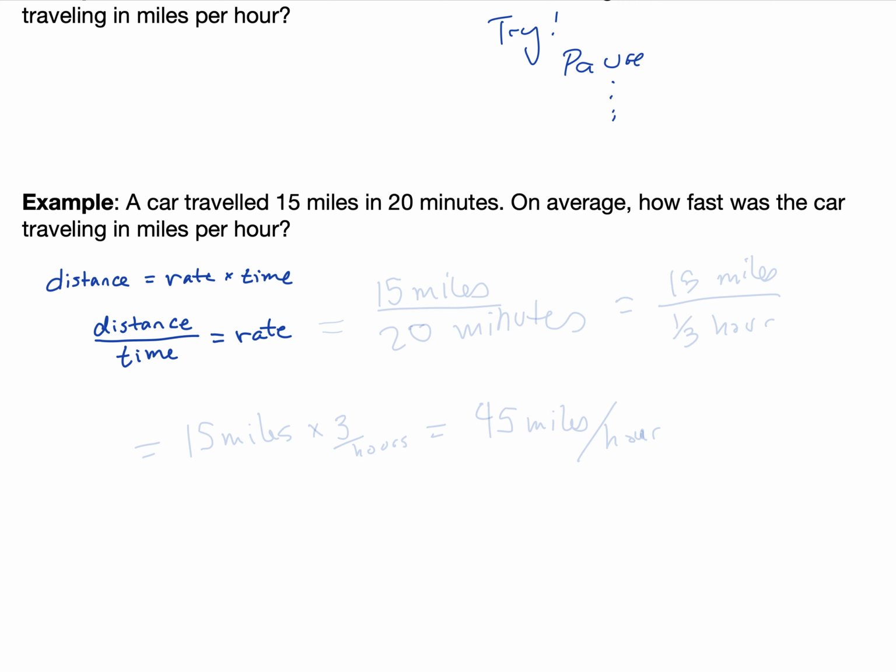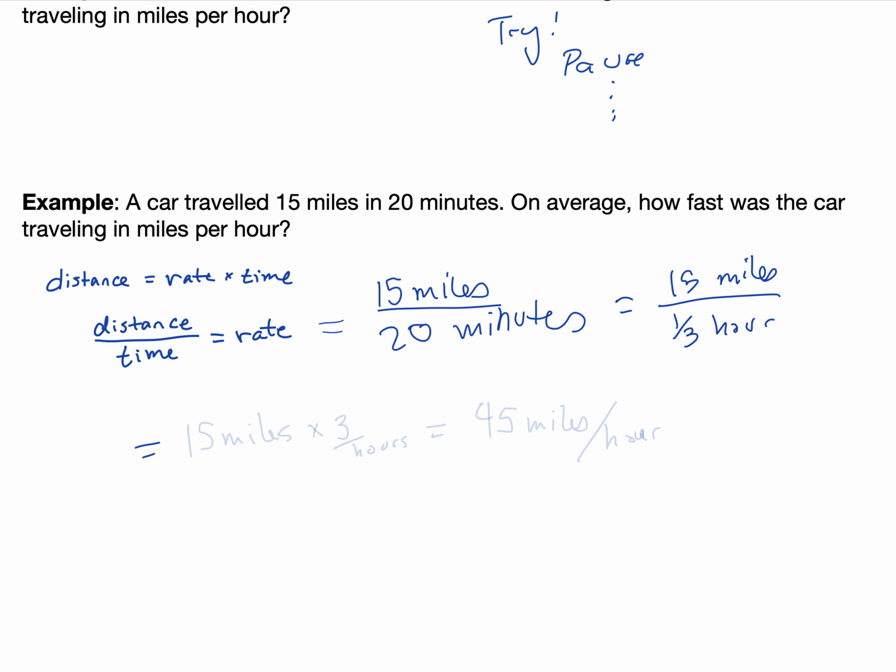Then I know what the distance traveled was, and I know how much time it was. So the car traveled 15 miles in 20 minutes, and that's the rate at which the car was going on average over that period of time. But I wanted miles per hour, so I need to convert. That's equal to 15 miles divided by 20 minutes, which is 1/3 of an hour.